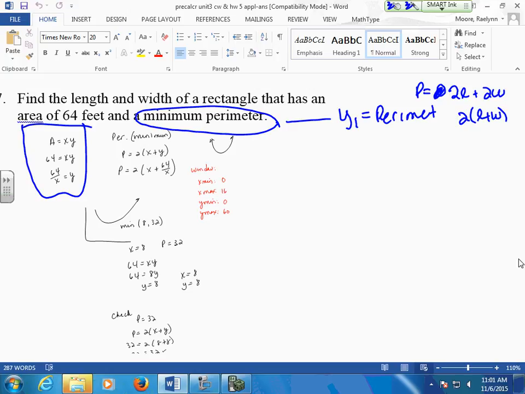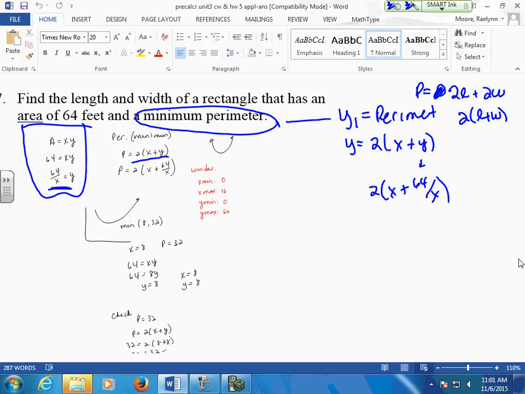Doesn't matter to me which formula you use. So 2 times x plus y, that's the one I chose to use. You can use 2x plus 2y. It doesn't really matter, as long as you have a perimeter formula. We're going to substitute out your y. Take that out and substitute it into here.